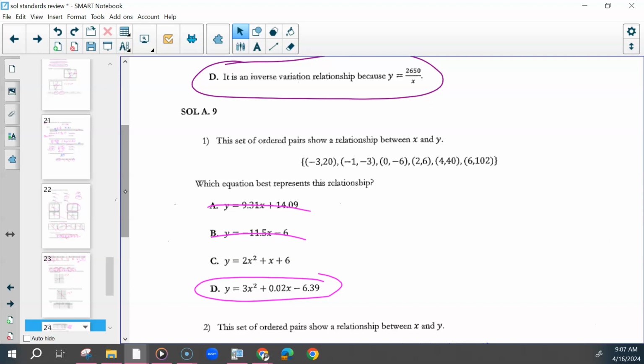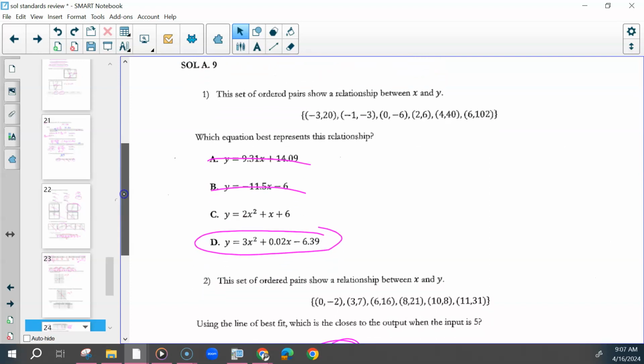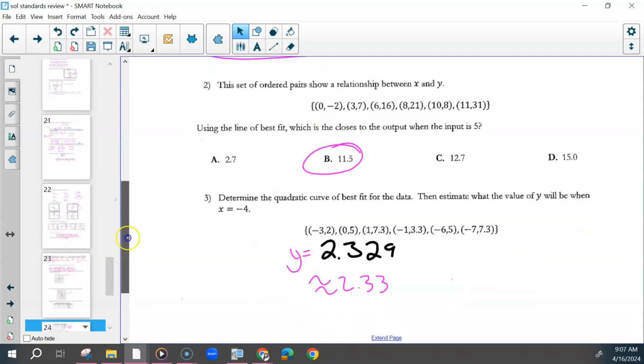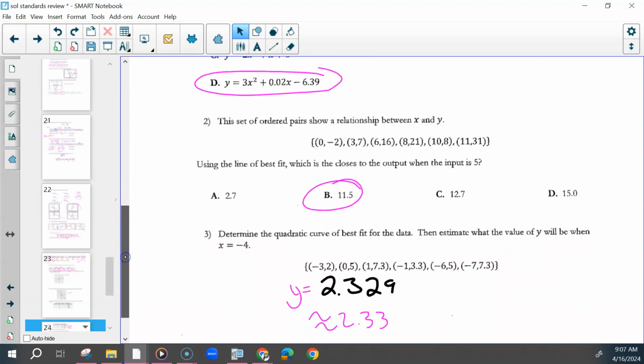So I didn't count some of those, but some of them you should have been able to do. So for number 1, if you put these into Desmos and match them to this, there was only one that matched it exactly, which was D. For 2, that was your line of best fit, finding your output when the input was 5, so B.